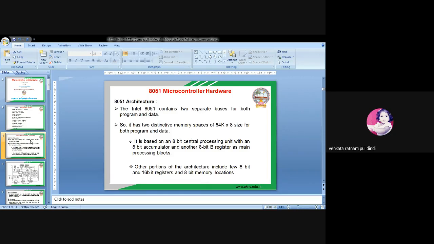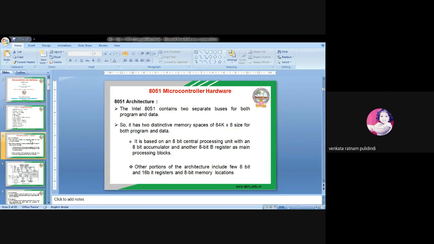Program and data. That means these buses are used for communicating or transferring the data between the various elements. Sometimes data, sometimes the codes, we use separate buses here. At the same time, in the 8051 microcontroller, we already know that there are two separate memory elements dedicated for the program, that is code, and the second one is data. Here we have 64K byte size program memory and data memory.